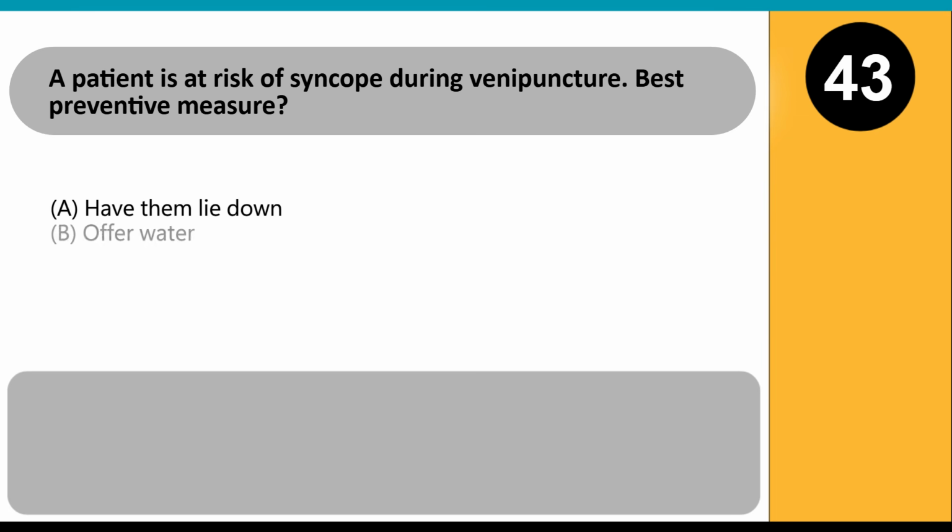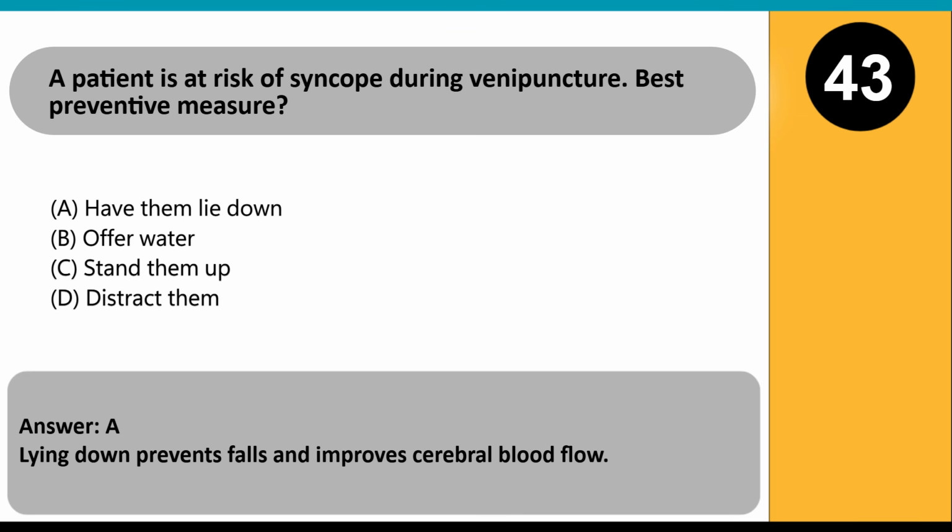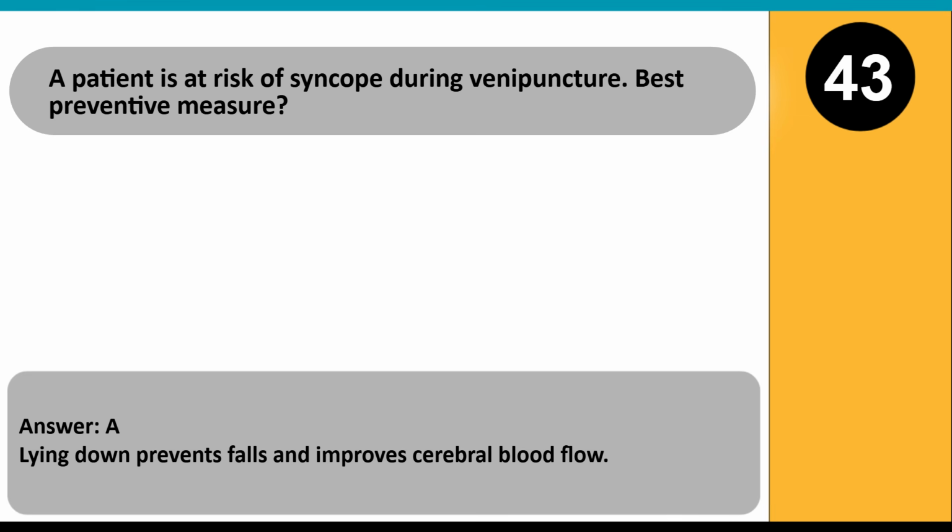A patient is at risk of syncope during venipuncture. Best preventive measure? A. Have them lie down. B. Offer water. C. Stand them up. D. Distract them. Answer: A. Lying down prevents falls and improves cerebral blood flow.